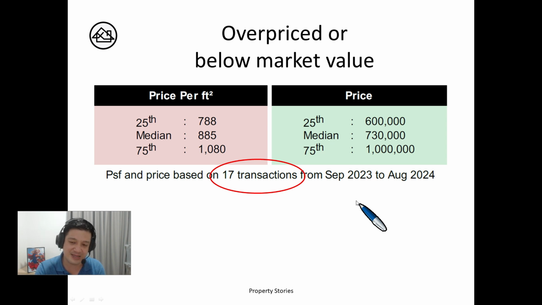For example, let's say the median here is 730, and suddenly you see 300,000. That one could be a related party transaction, or it could be an auction. Or maybe the person won an auction, that's why it's ridiculously cheap. Hence, if you see a place with a lot of auctions, you will notice the price cannot go up because auctions bring down the price. If you know how to negotiate, that's another hidden gem for you. But what we are talking about here is overpriced or below market value.